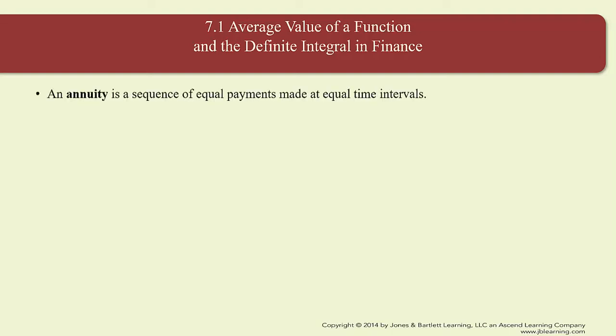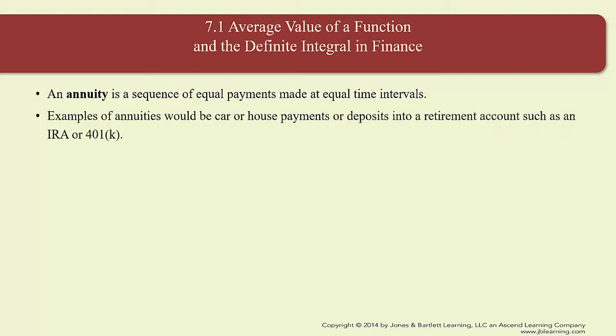Continuing on, we're now going to start talking a little bit about annuities. In short, an annuity is a sequence of equal payments made at equal time intervals. Some examples of annuities would be car payments or house payments or deposits into a retirement account, such as an IRA, a 401k, or a 403b.